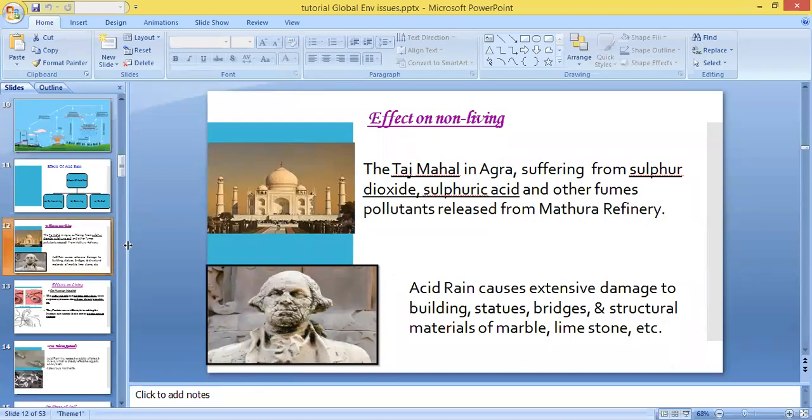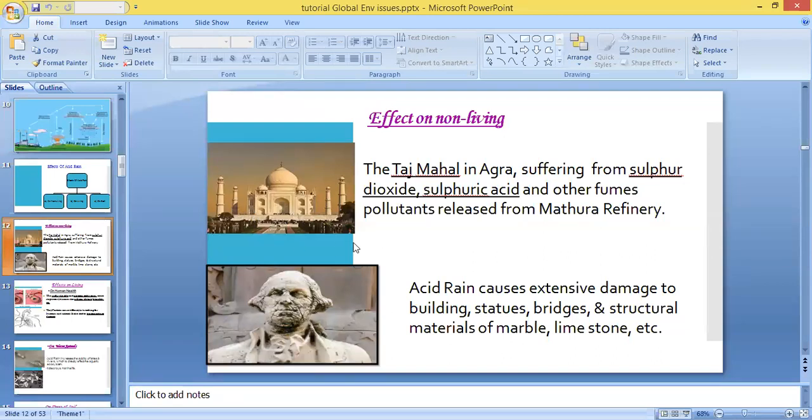Effects on non-living things. A very important monument, the Taj Mahal in Agra, is suffering from sulfur dioxide, sulfuric acid and other fumes and pollutants released from the Mathura refinery. Mathura is a very close by region, and there are a lot of refineries and industries over there. So it is slightly changing the color of the marble, the color of the monument. It is a very dangerous problem.